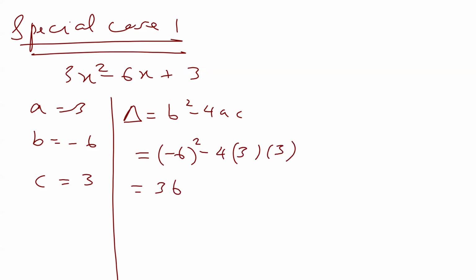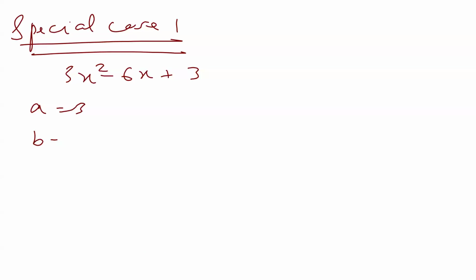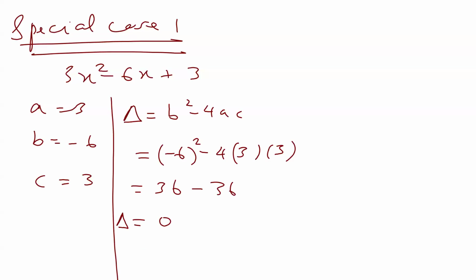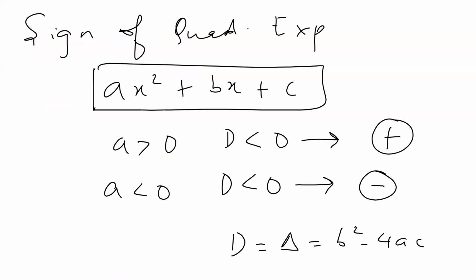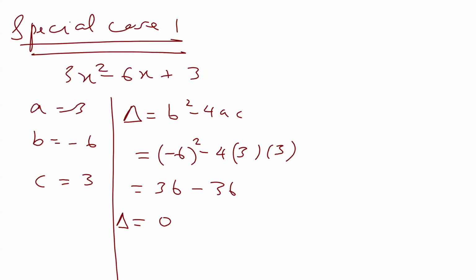So this is 36 minus, how much is this? 36, right? So delta equal to 0. So D is not lesser than 0, it is equal to 0. So the note which I have given you, will it work in this situation? For this case, will it work?